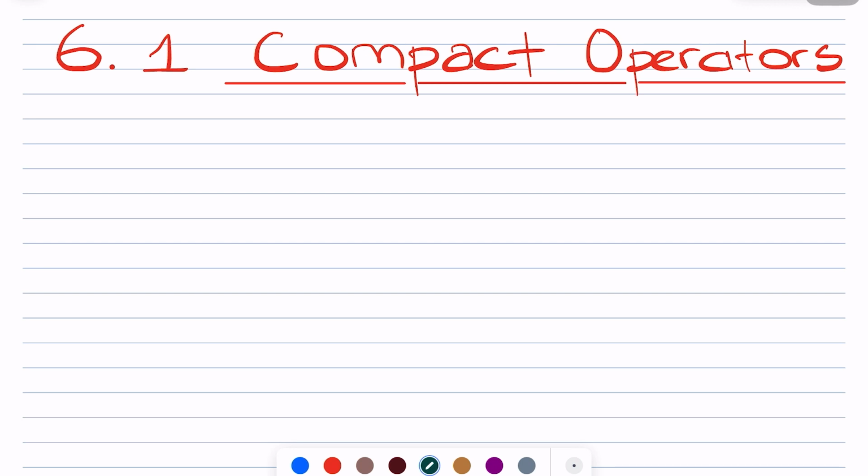So let's get into the mathematics. Throughout this chapter, and unless otherwise specified, E and F denote Banach spaces.